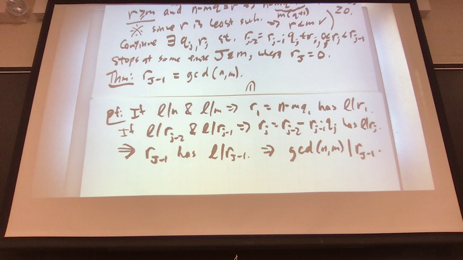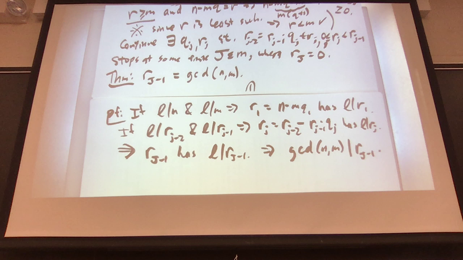Good. Now let's go the other direction. So we need to show that Rj minus 1 is also a divisor of both n and m, and hence of the GCD.